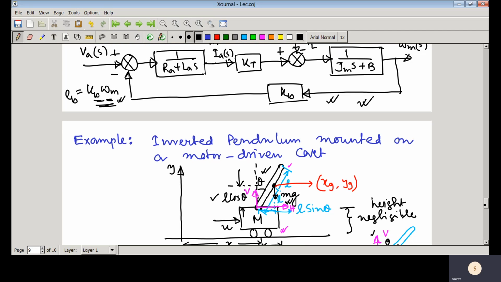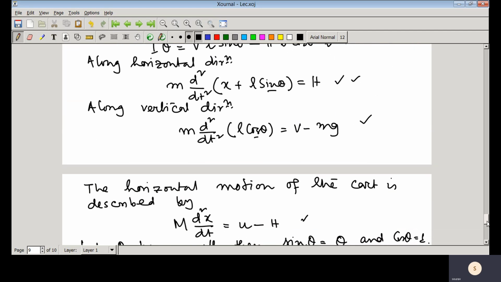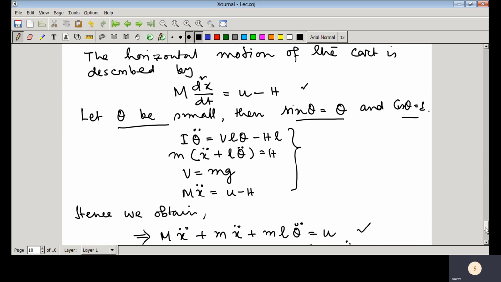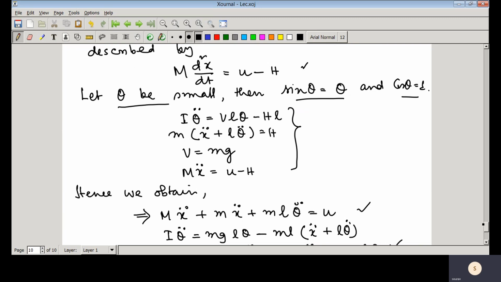So it is the inverted cart pendulum system, and this is a physical system that we can model using the techniques that you have learned in this course.